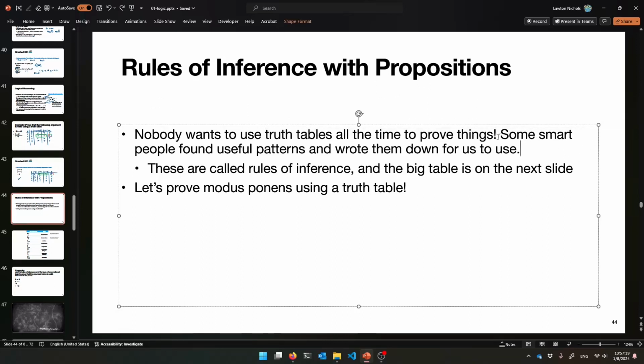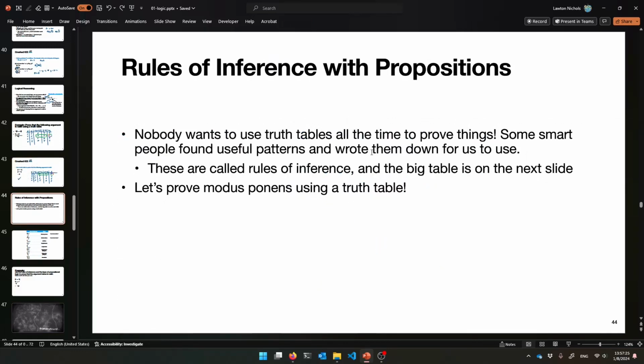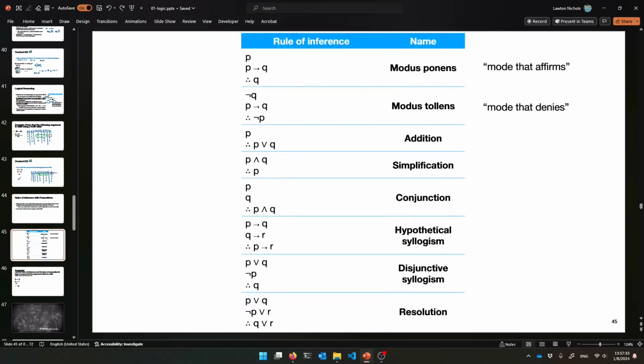All right, so just a bunch of smart people found a bunch of combinations of things that give you new things, new truth facts, and so we're just going to use a table of those for a little while. They're called rules of inference. All right, and so there's a giant table from your textbook. Here it is, and I'll show that to you in a second. But let's look at all these.